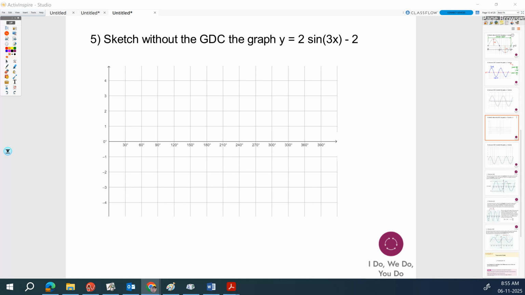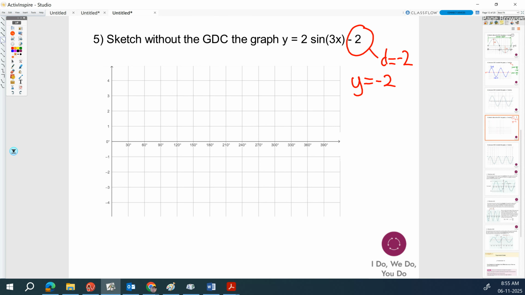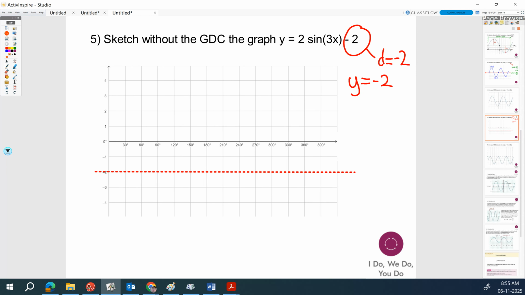Okay then, so we're going to sketch this graph. Do these things in this order. So first up, we want to take our d value. We can see the d value here. This is d is equal to minus 2. So this tells us that the principal axis is y equals minus 2. We'll sketch that first. So we want the principal axis here. This is the line. We label it y equals minus 2.